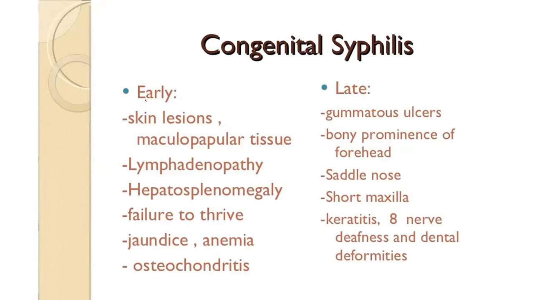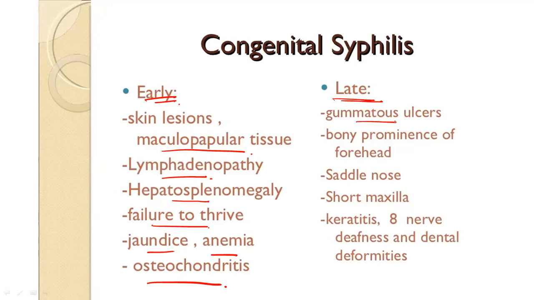So in case of early congenital syphilis, there are skin lesions. These are called maculopapular rashes. Lymphadenopathy is there. Hepatosplenomegaly is there. Failure to thrive, jaundice, anemia, osteochondritis. And in case of late congenital syphilis, gummatous ulcer, bony prominence of forehead, saddle nose, short maxilla, keratitis, eighth nerve deafness, and dental deformities. So we have to discuss these dental deformities. I'll make a different video for that.